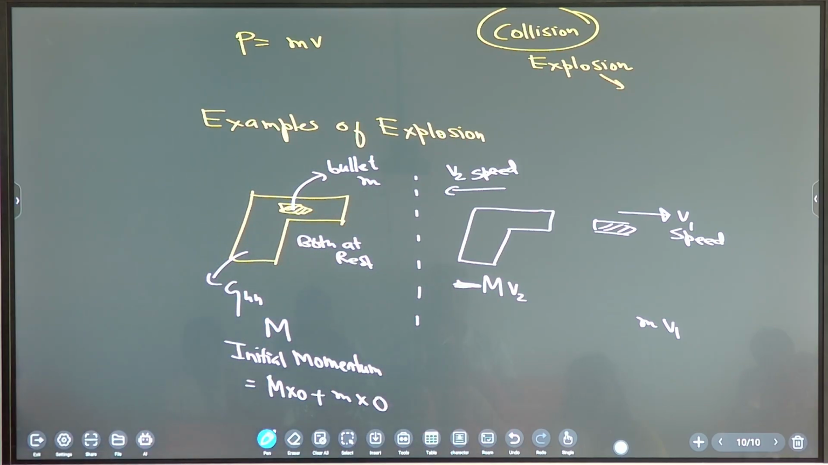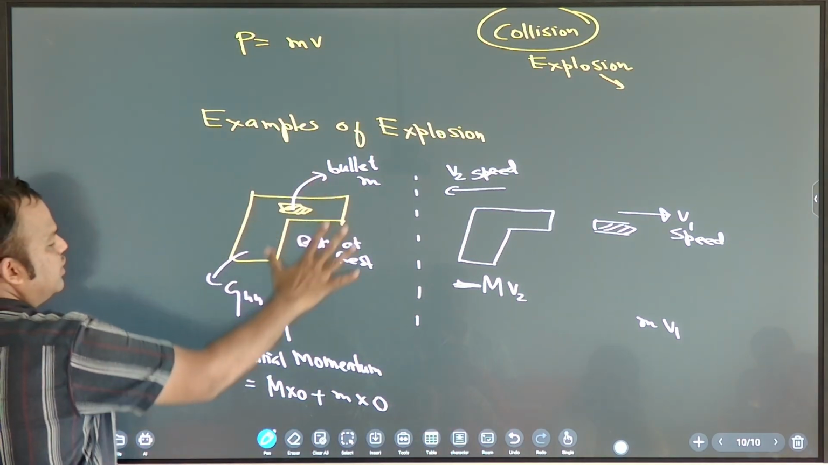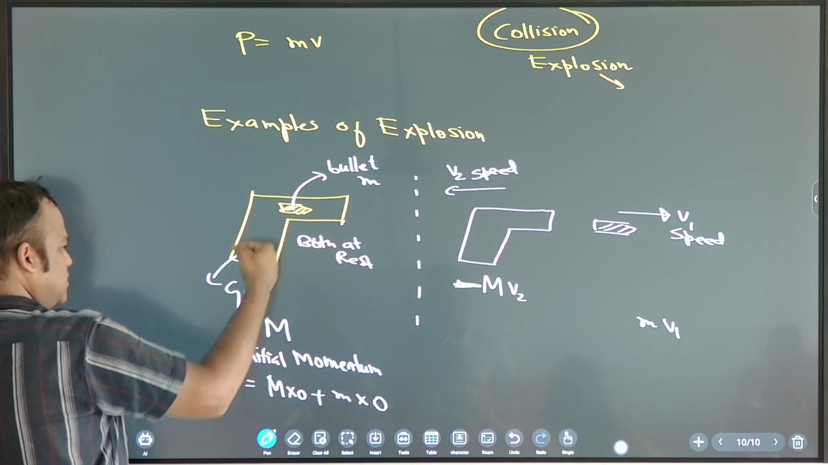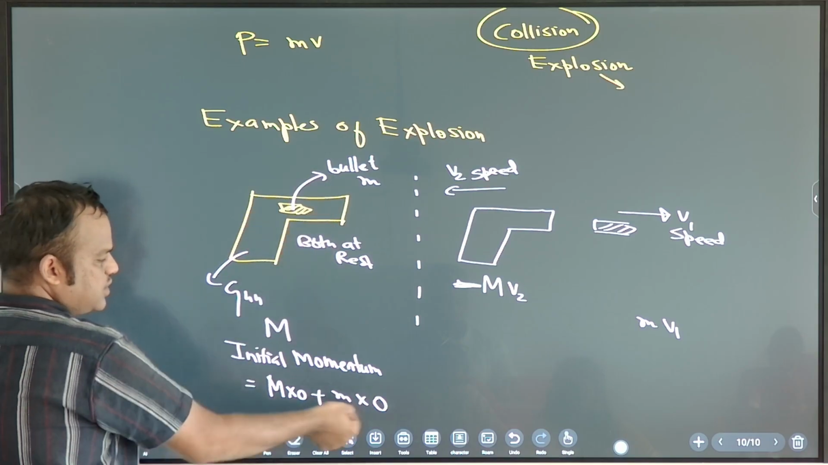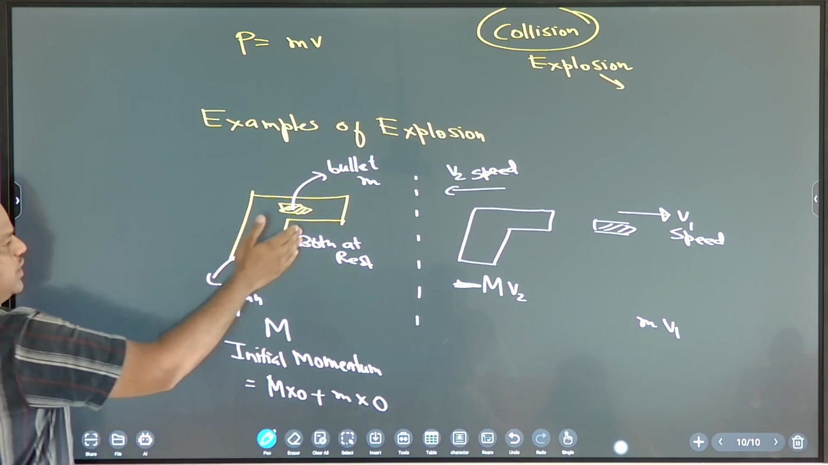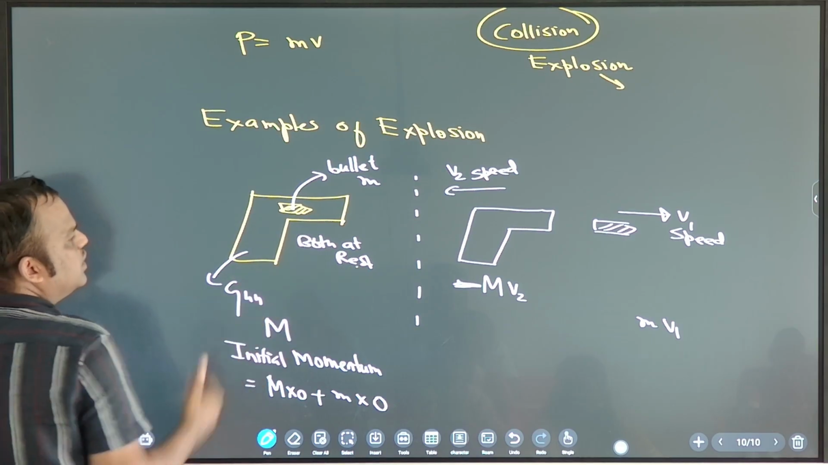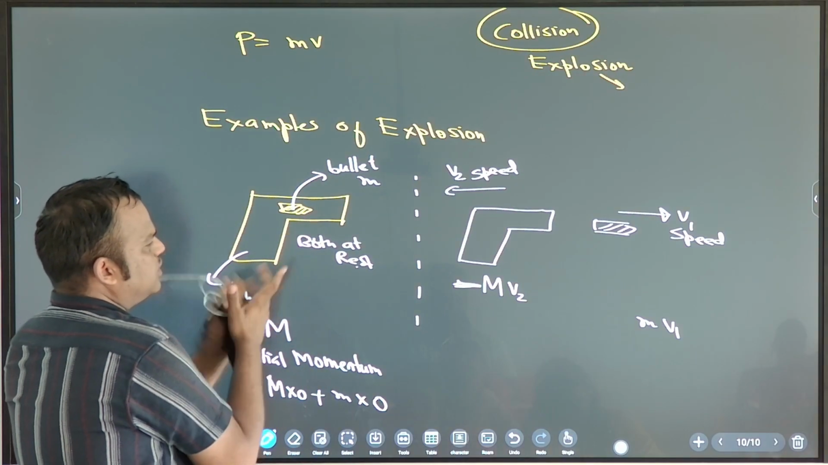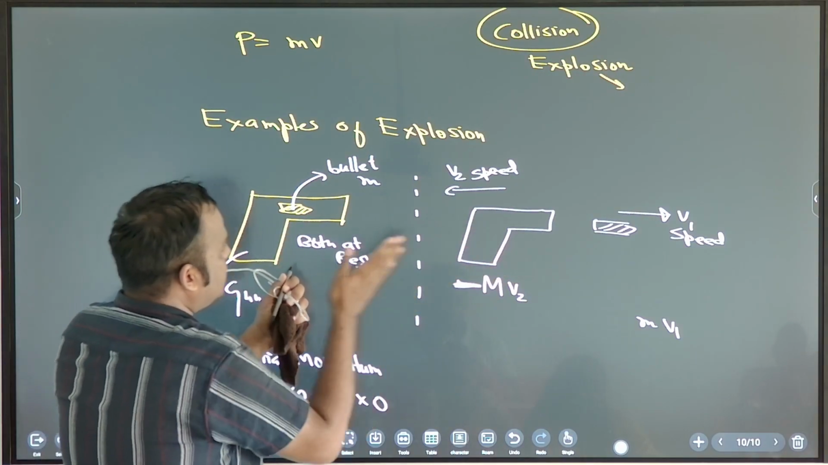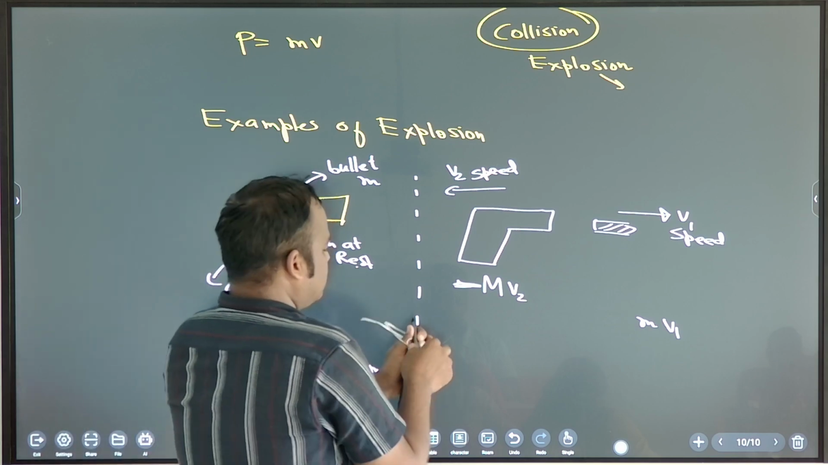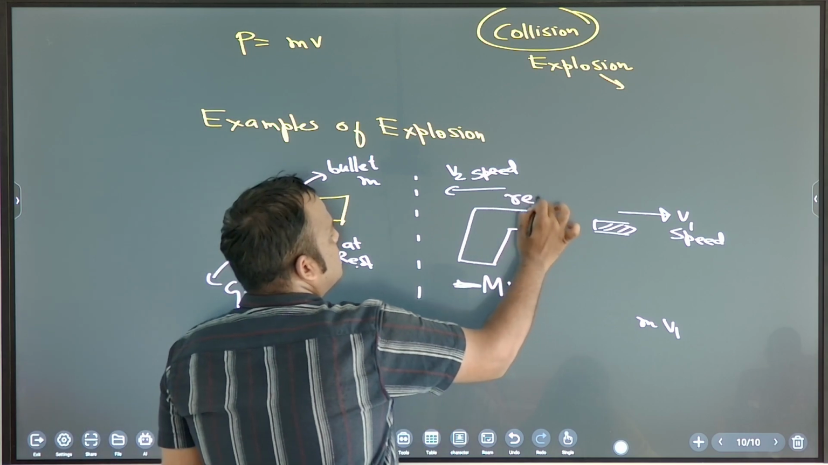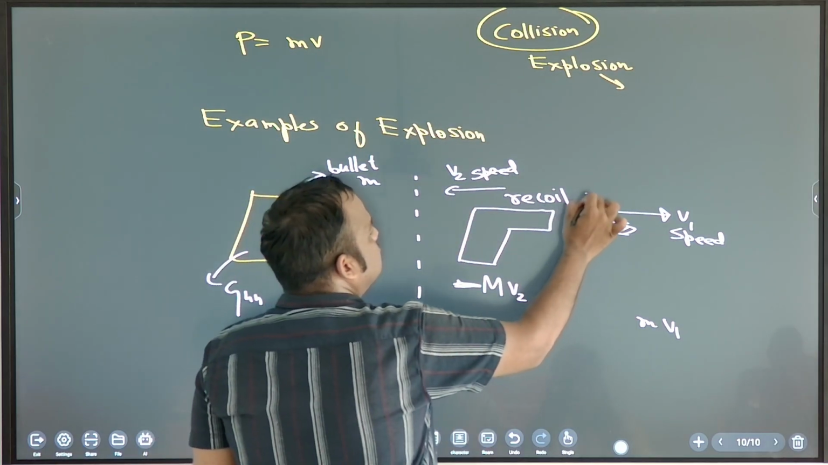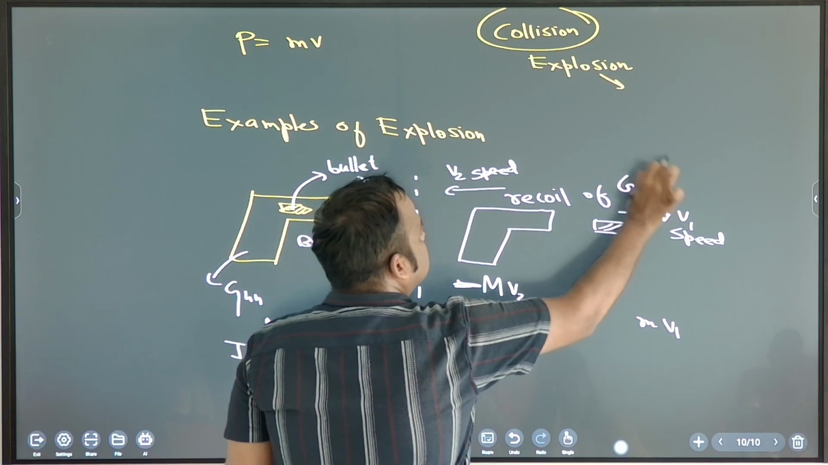Are you getting it? What is the initial momentum? 0, 0. What is the initial momentum of the gun? 0. Bullet? 0. Both are 0. Why is the initial momentum 0? Rest. Now you fire it, a chemical reaction and explosion go on. So the bullet goes right side, the gun will go left side. This is known as recoil of the gun.